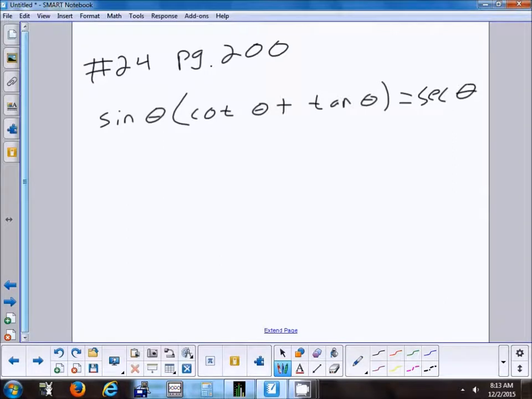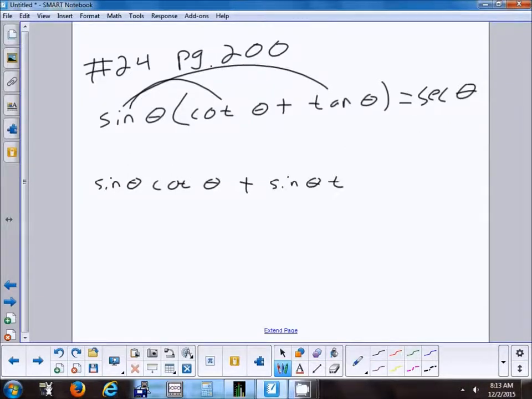Here's another one that's similar to what's on the test. It says sine theta times cotangent theta plus tangent theta equals secant. All right, 2 choices here. We could change to sines and cosines first, or we could distribute first. I would distribute first and then change to sines and cosines after. So you're going to have sine theta times cotangent theta plus sine theta tangent theta. We just distributed sine to cotangent and sine to tangent.